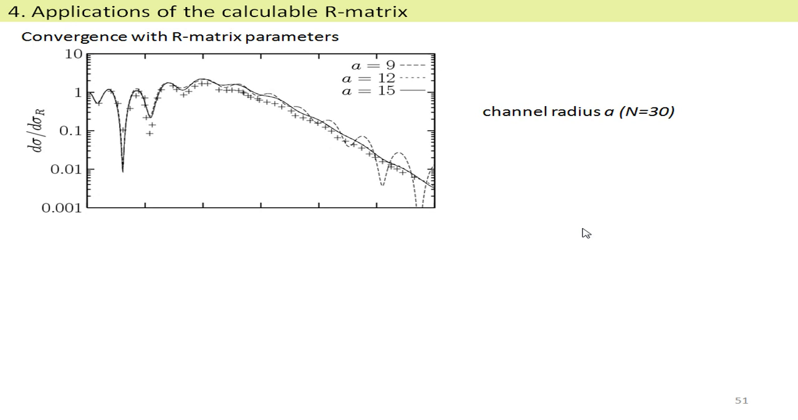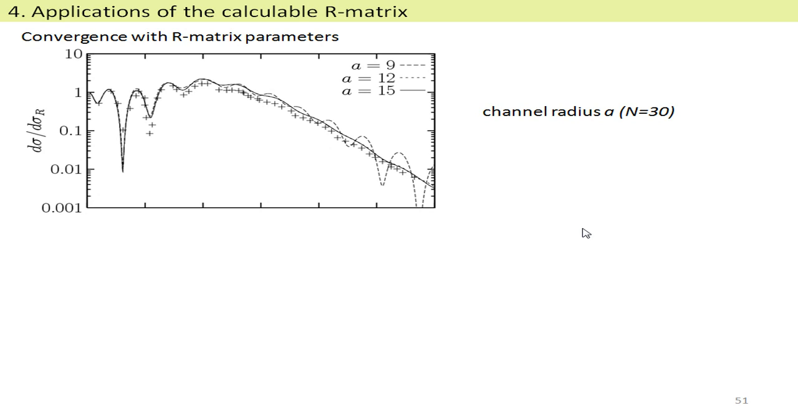So here the number of basis functions is 30, and you have 3 curves with 3 different radii. So you have 9, 12, and 15. And you can see that 12 and 15 are almost superimposed. There are tiny differences here, but you hardly see them. And 9 Fermis give these oscillations, and this is simply because of these pseudo-states. 9 Fermis is not large enough.